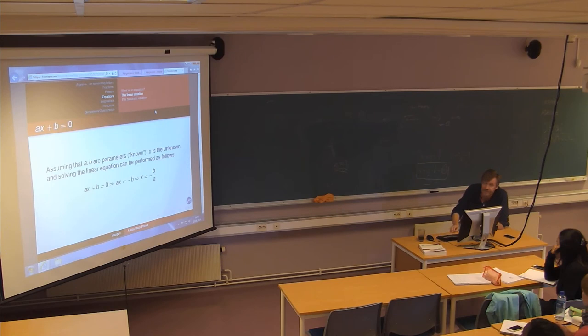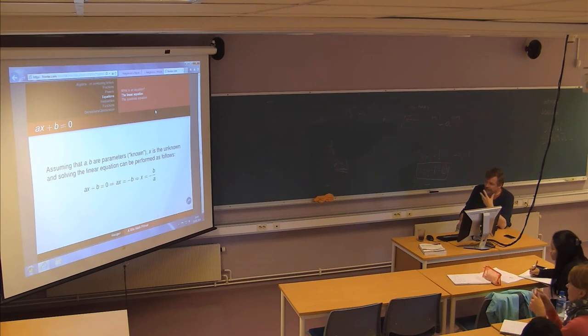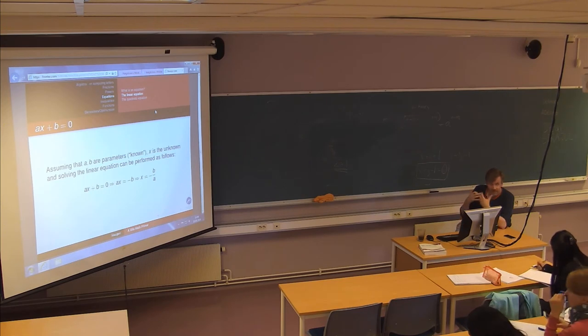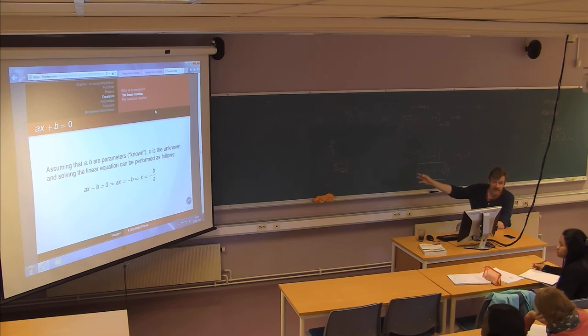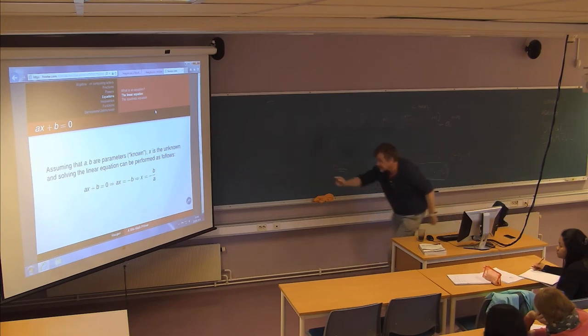The linear equation. This is something we deal a lot with in microeconomics, being able to rewrite and deal with equations, especially linear ones. So if we look at ax plus b equal to 0, and we assume that a and b are numbers, or parameters, in a sense known, and x is the unknown, then we can solve this linear equation by using operations exactly like we did here. We start with ax plus b equal to 0, then we move the b to the right-hand side, so it becomes minus b, we divide by a, and we return finally to the answer x equal to minus b over a.